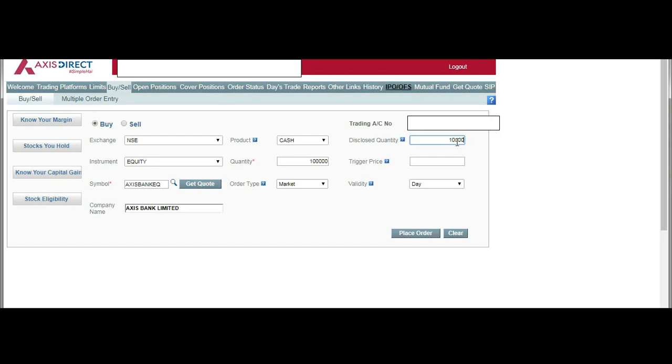His order will get executed in batches of 10,000 then. This ensures that the market is not aware of the total quantity he wants to buy or sell. So this is the use of the disclosed quantity in share trading. As you can see, it is a pretty useful tool for people who trade in large quantities.